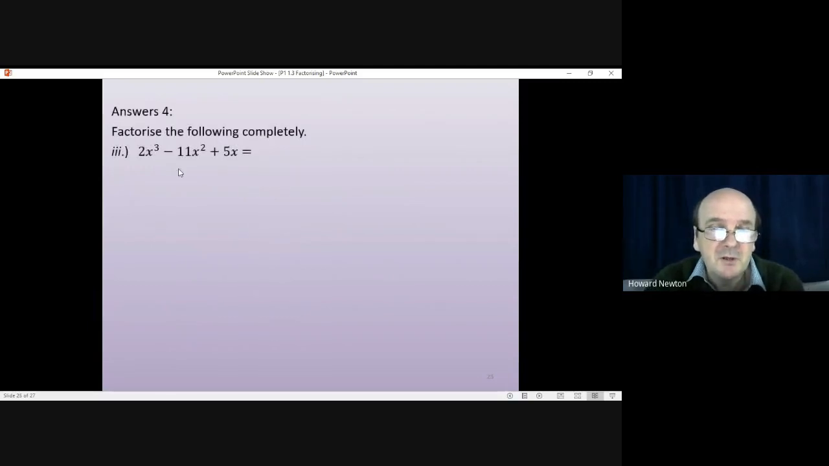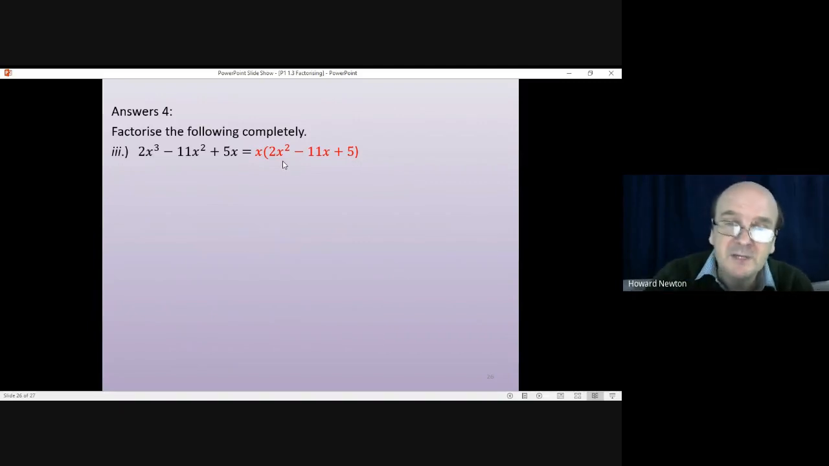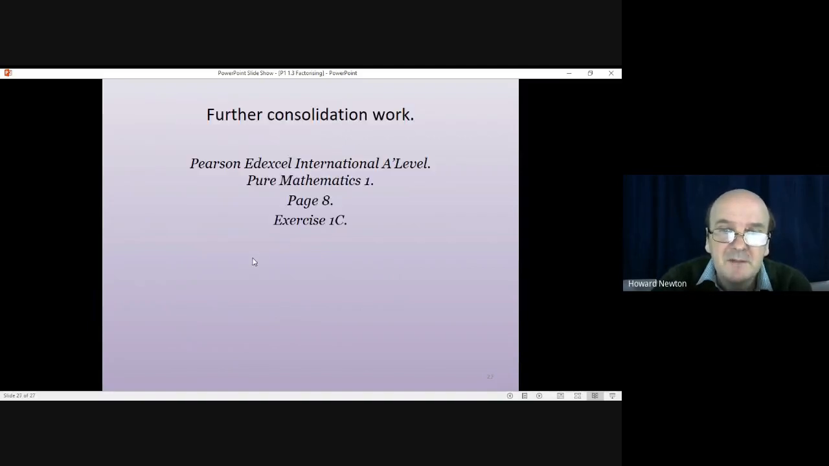The third question, first thing to notice is x goes into each term, so you'll take x outside. Once you've done that, you get a quadratic inside, and it isn't obvious, but that quadratic does factorize, so you can take it further. The quadratic in the bracket there factorizes to 2x minus 1 times by x minus 5.